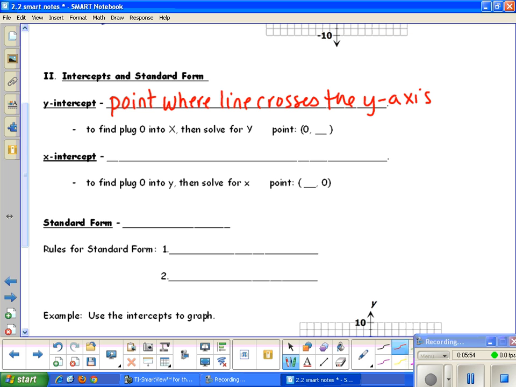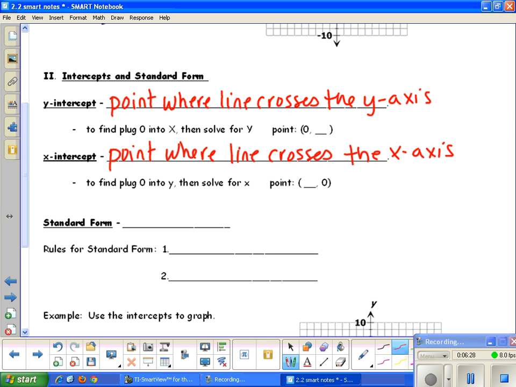And to find the y-intercept, you plug 0 in for x and solve for y. So anytime you're finding the y-intercept, your point's always going to be 0, comma something. The x-intercept, again, is the point where the line crosses the x-axis. To find the x-intercept, you plug 0 into y and solve for x. So your point for this one is going to be some x value, comma 0.